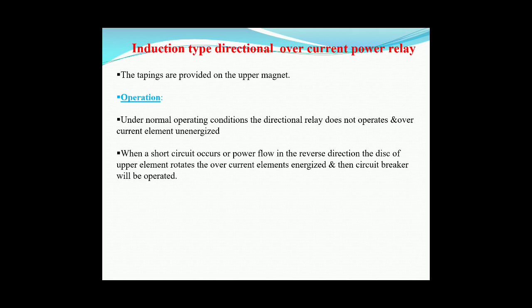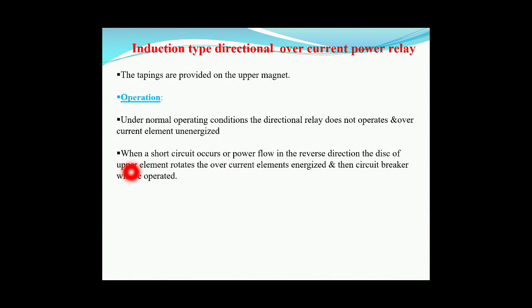Next, coming to the operation. Under normal operating condition, the power flows in the normal direction in the circuit protected by the relay. Therefore, it does not operate in this condition. The relay does not operate and the overcurrent elements are unenergized.